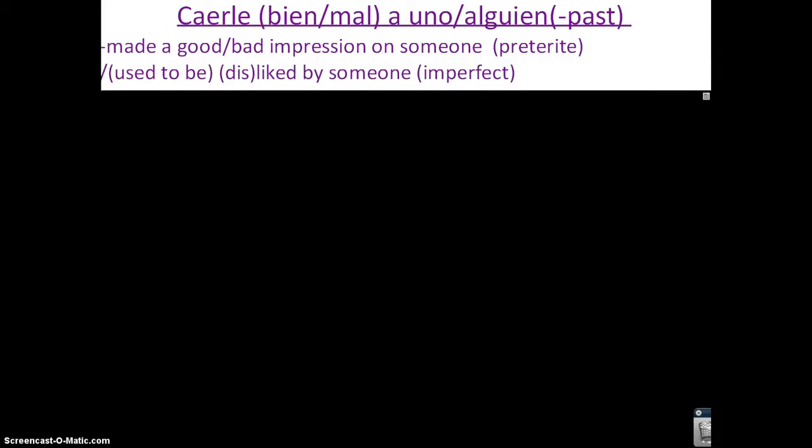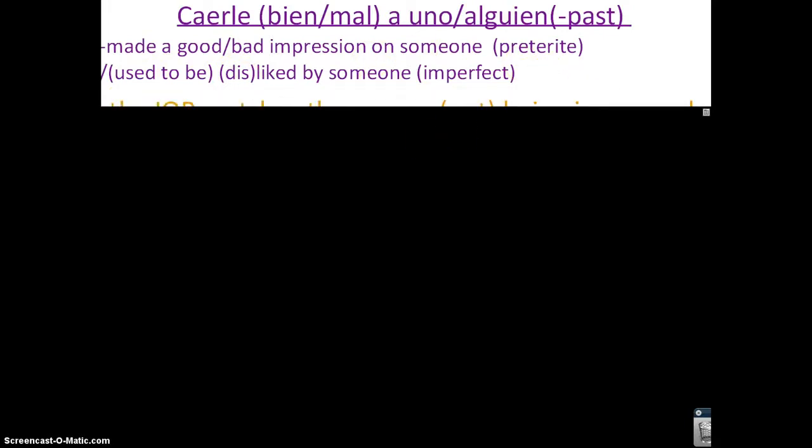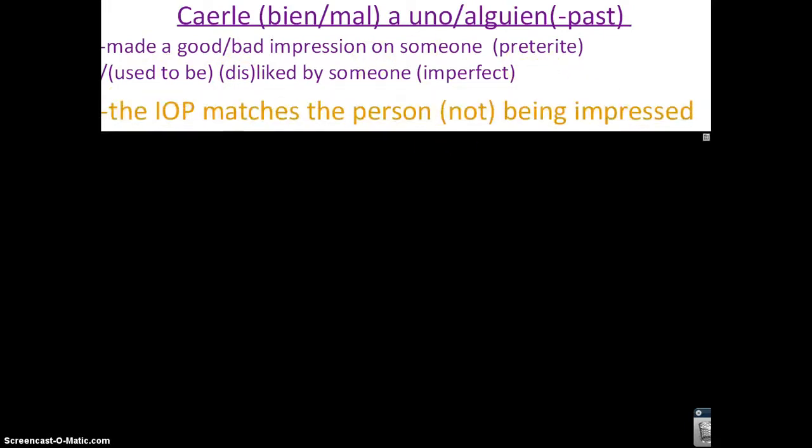In the preterite, you have to turn it into a one time thing. So in the preterite, it means someone made a good or bad impression on someone. In the imperfect, it's used to say that someone used to be liked or disliked by someone else. Okay, here's what you need to know about this phrase.